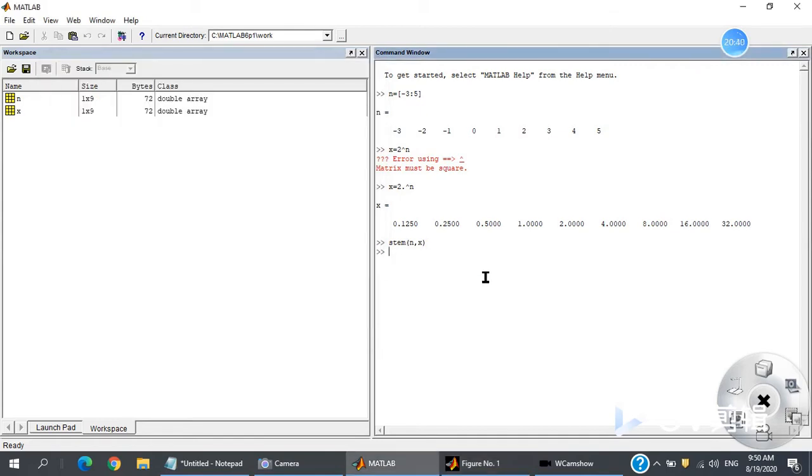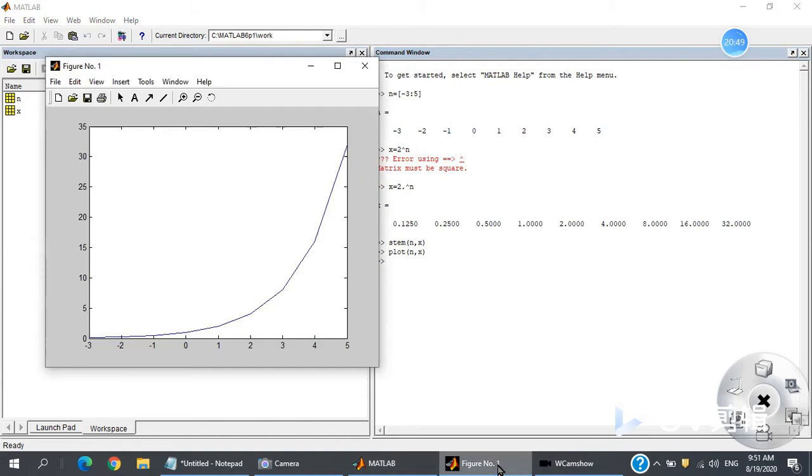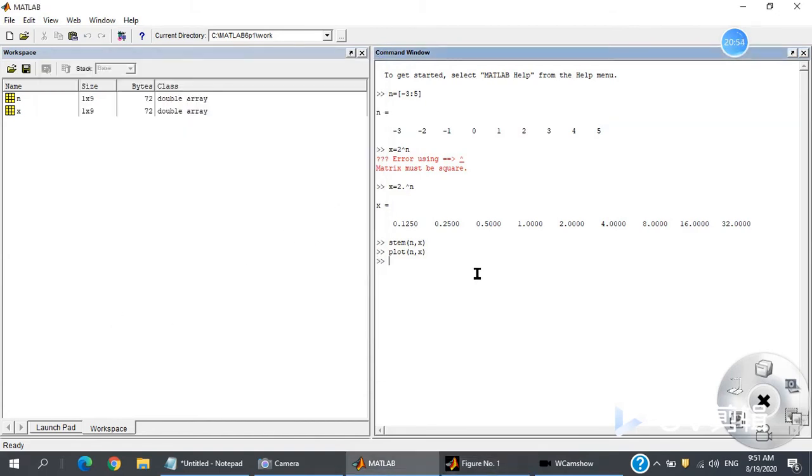If you want a curve, you can also use plot of n and x. So this way you have a curve. You can use either, and then you can see how it looks.